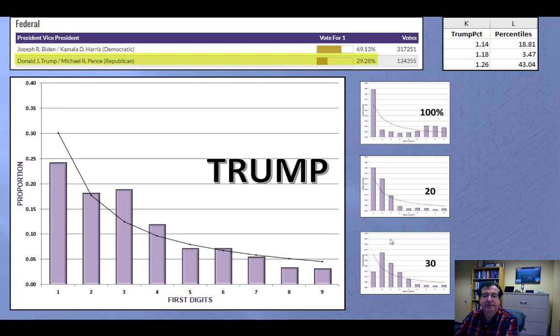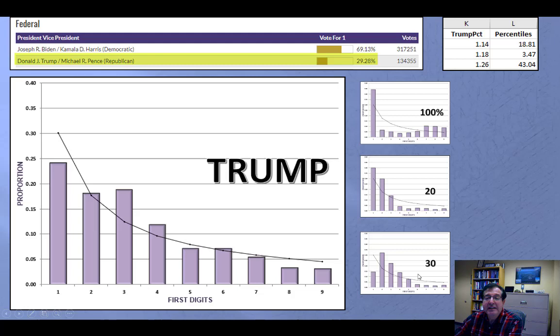Mr. Trump's median for the ward was 18.81, call it 20%. You would think that the 20% graph would dominate, but not so. This does not look like the 20% graph. It doesn't look like the 20% graph matched even with the 30 and the 10% graph. This here doesn't look much like this or this combined with that.